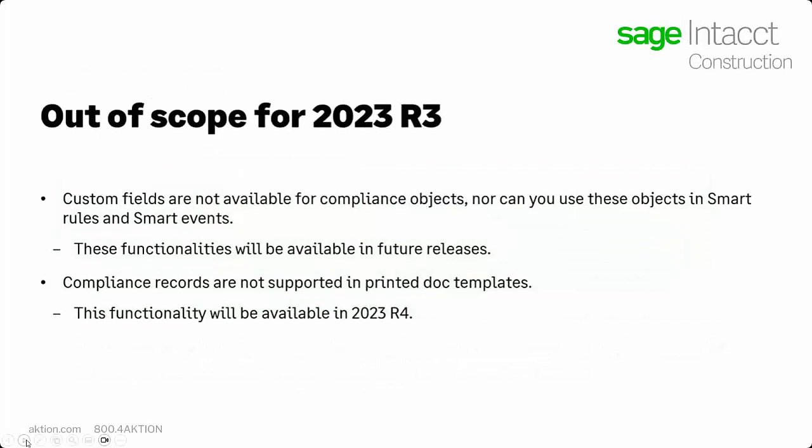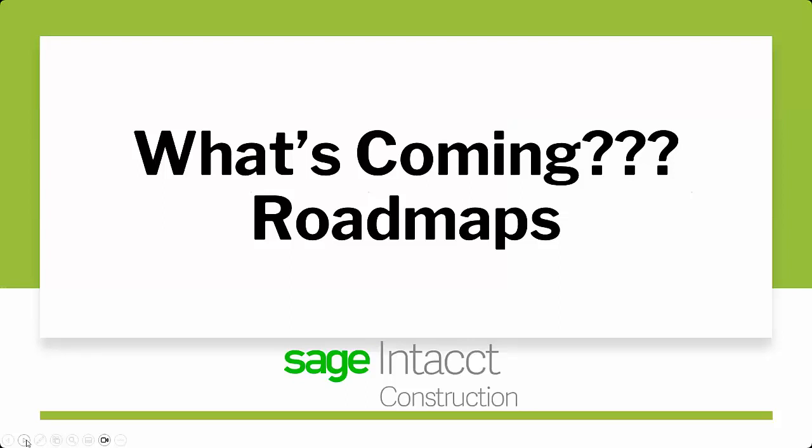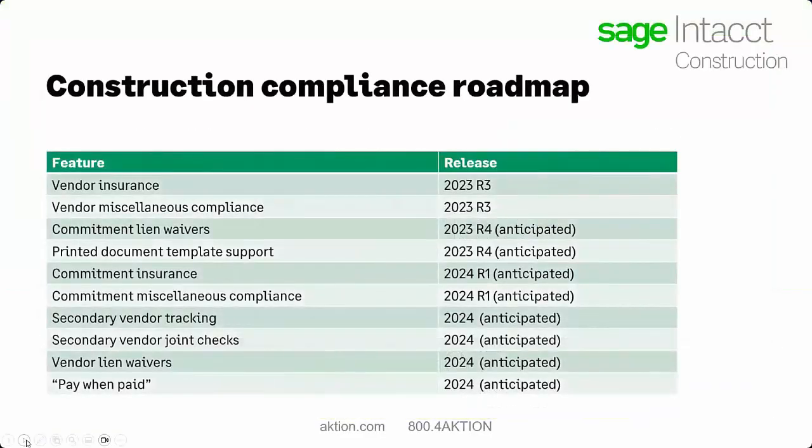A couple items that are out of scope for this release, again, they will be available in future releases. Our custom fields and smart rules and smart events are not supported at this time. And then again, the printed doc templates, like I mentioned previously, those will also not be available until future releases. More exciting things to come for the compliance management as well as other various construction pieces.